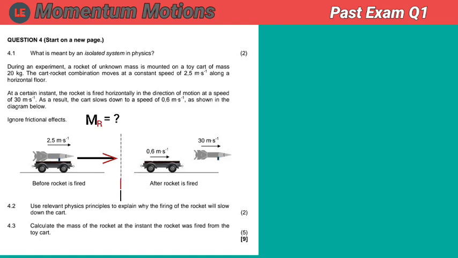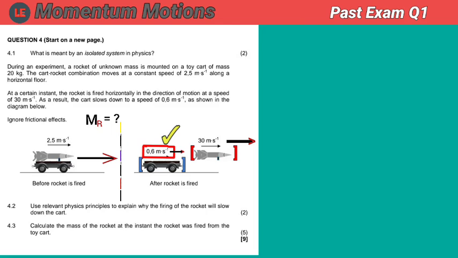At a certain instant, the rocket was fired, which means now they are moving separately. The rocket moves at a speed of 30 meters per second, and the toy cart at a speed of 0.6 meters per second. The speed of the toy cart is now smaller than before, which is caused by this firing action. This is because of this push and push action.